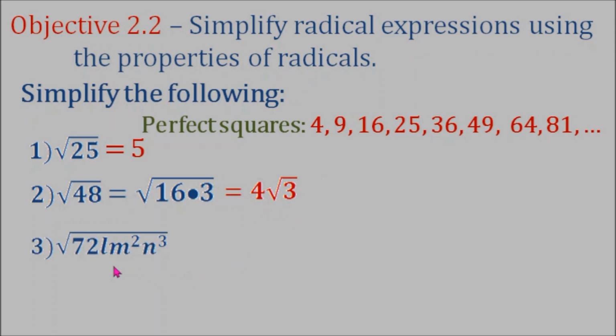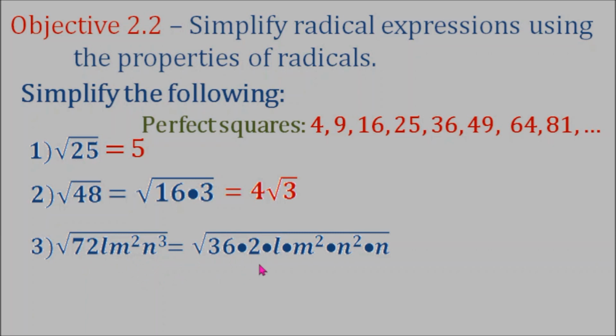How about if we are going to include variables or letters? Example number 3, square root of 72 L m squared n to the power of 3. So for letters, they are perfect squares if their exponents are divisible by 2. So in this case, m squared is a perfect square. N cubed is not a perfect square, but we can factor n cubed so that one of the factors is a perfect square. The factors of 72 are 36 and 2.